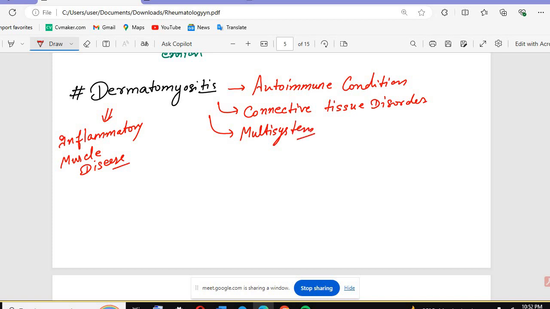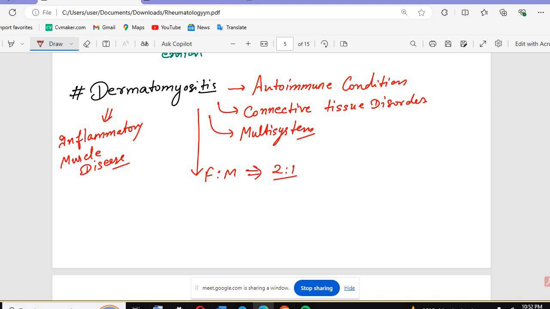So this is an autoimmune condition. As I told you, in most autoimmune conditions, females are affected more than males. The ratio is around 2:1. The ratio is small, but still the female is affected more than the male.